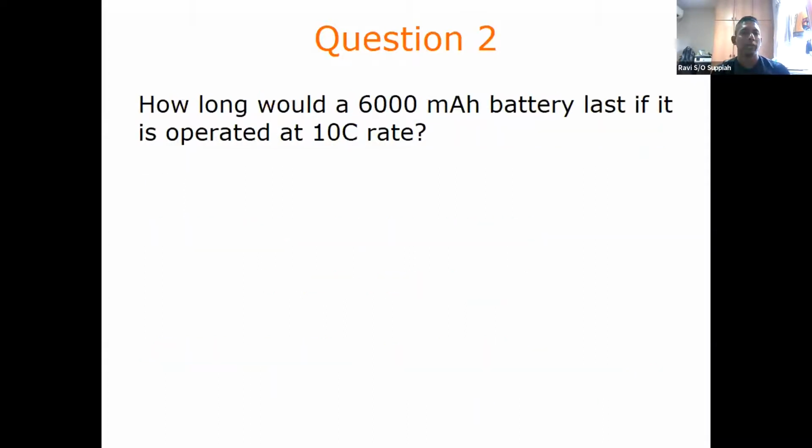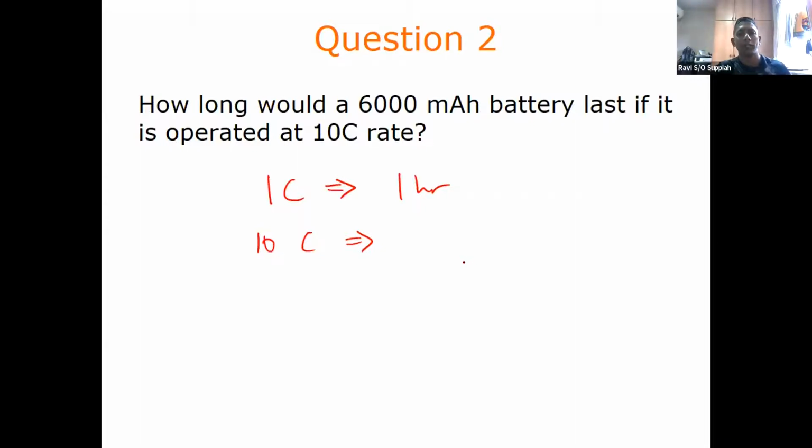Question 2. How long would a 6000 milliampere hour battery last if it's operated at 10 C rate? The thinking is the same as before. The baseline is always 1 C rate. If I operate a battery at 1 C rate, it means that the entire battery will be discharged in 1 hour. Correct? Now, if I operate at 10 C rate, that means what? That means I'm going to draw 10 times more current.